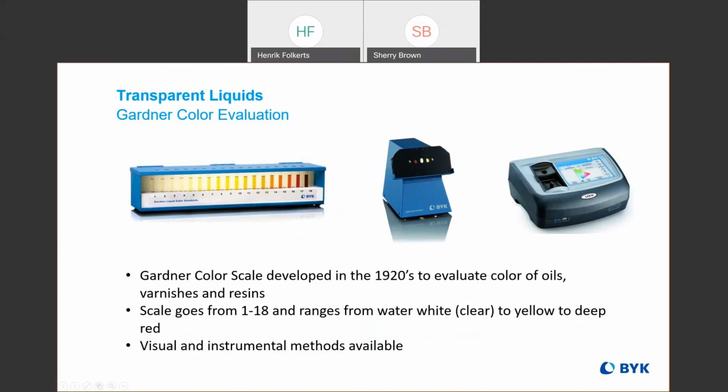So that brings us to our transparent liquids. And for this, we have a few different evaluation methods. One of the most common evaluations or measurements done for color on transparent liquids is called the Gardner color scale, which was developed in the 1920s to evaluate the color of oils, varnishes, and resins. It's a scale going from 1 to 18. It ranges from water white, which means clear, to yellow to deep red, as you can see in the image there, the top left. And so there are visual and instrumental methods available depending on your needs, depending on how much you want to spend and how precise you need your measurements to be.